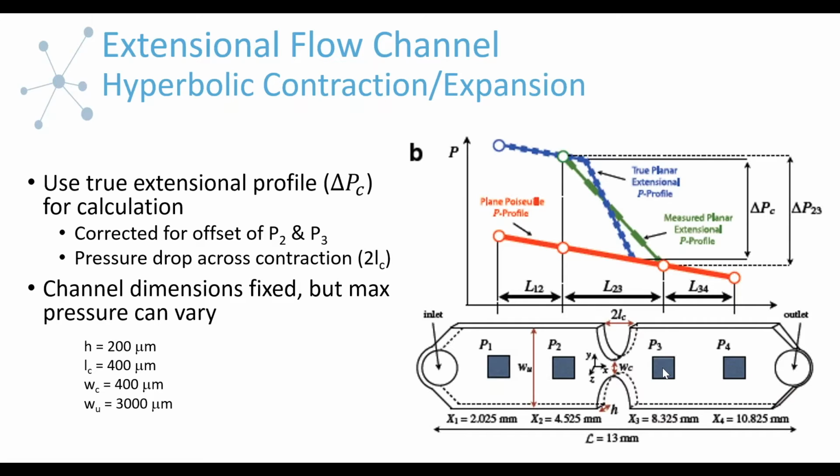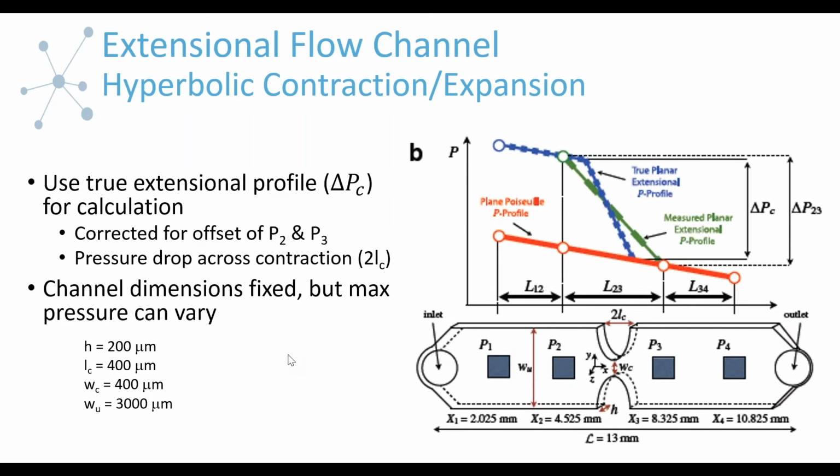However, you need to do a little manipulation of the data, because there are some limitations on the pressure sensors and where they can be placed. So the pressure sensors cannot be placed at the exact entry and exit of the contraction. So what we need to do is extrapolate to the entrance and to the exit. So extrapolate the curve for P1, P2, and the curve for P3, P4, so that we're looking only at the pressure drop that occurs across the contraction. And so this is the pressure drop that you're going to use to calculate the extensional viscosity.